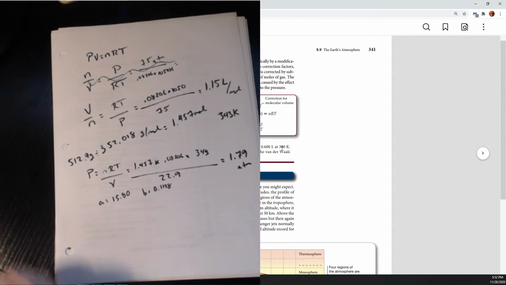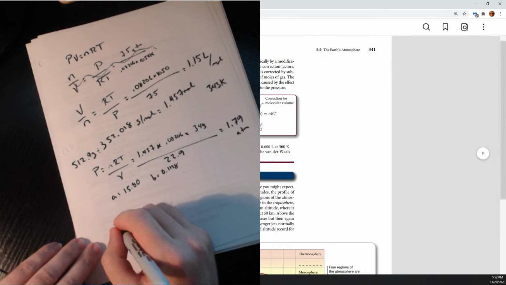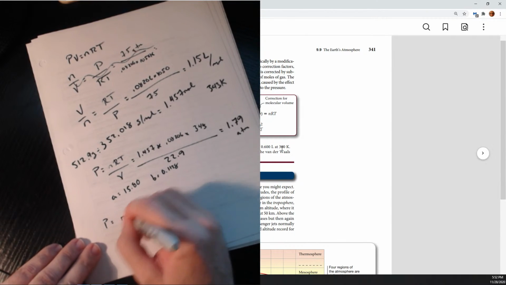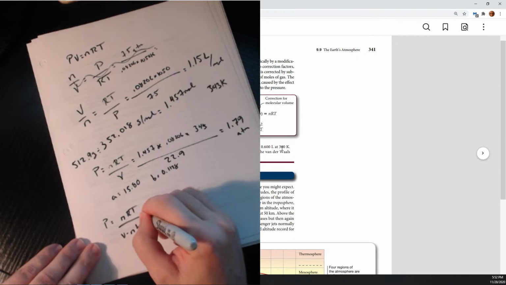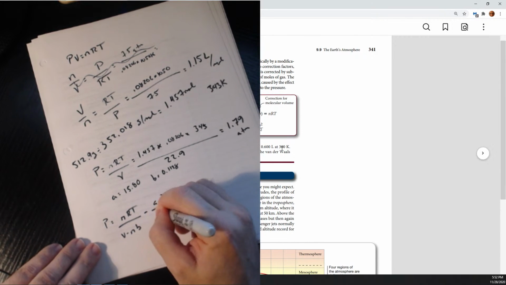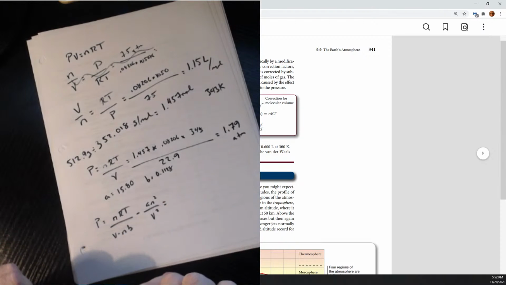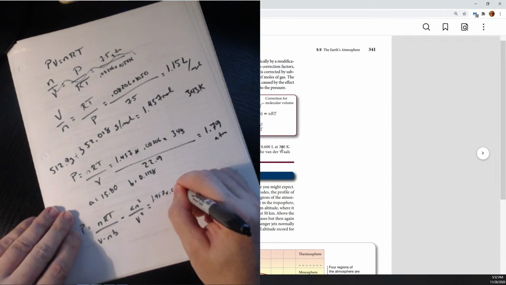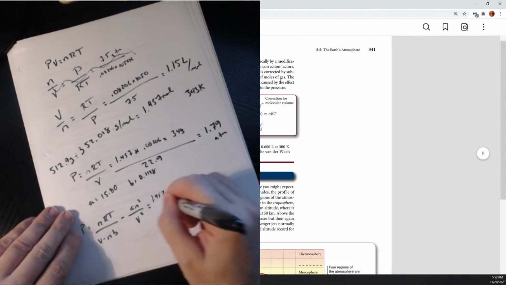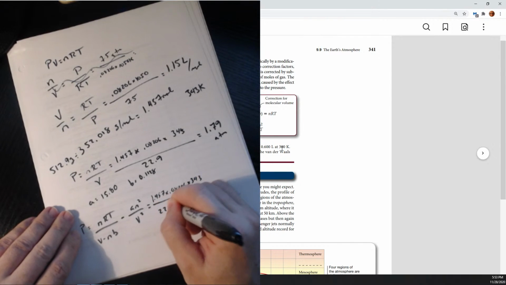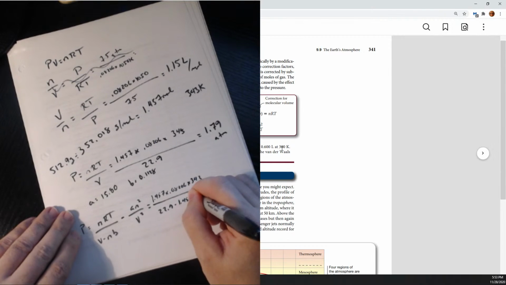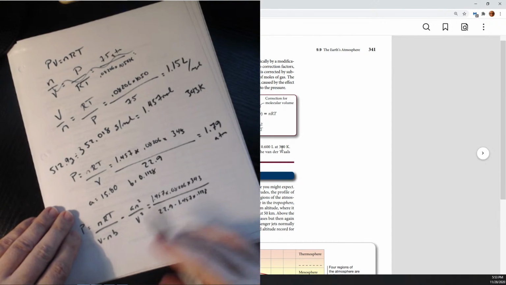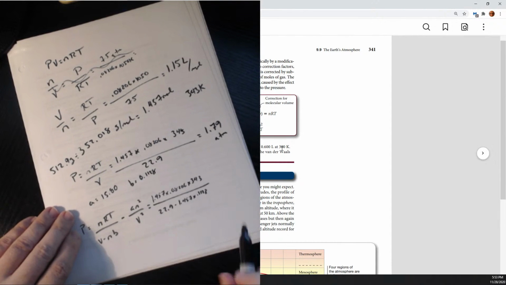Okay, so we're looking for pressure. P is equal to nRT over V minus nb, minus an squared over V squared. So 1.457 times 0.08206 times 343 divided by 22.9 minus 1.457 times 0.1128. Okay, so this corrects for the fact that the particles actually do take up space. That's what nb is for.